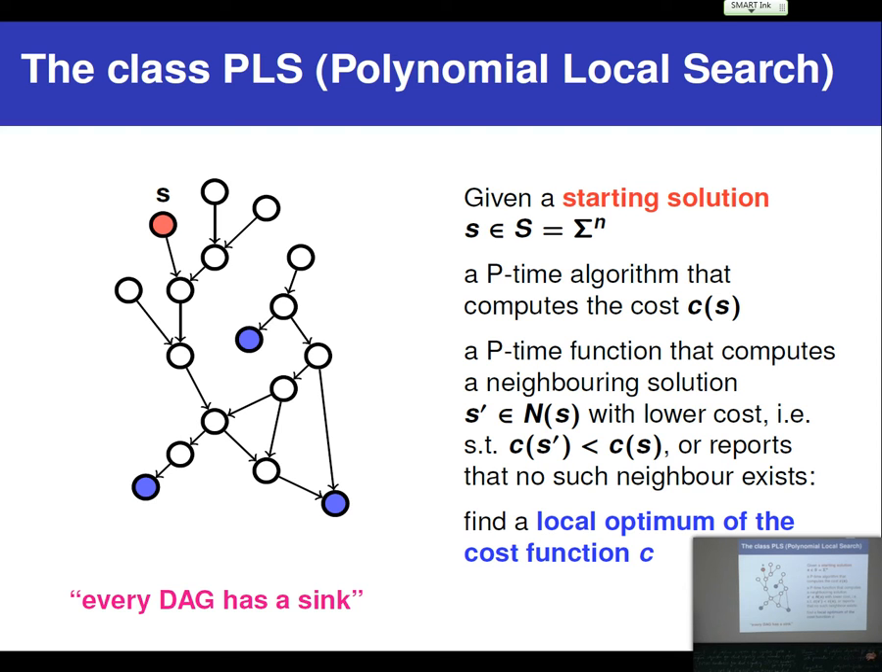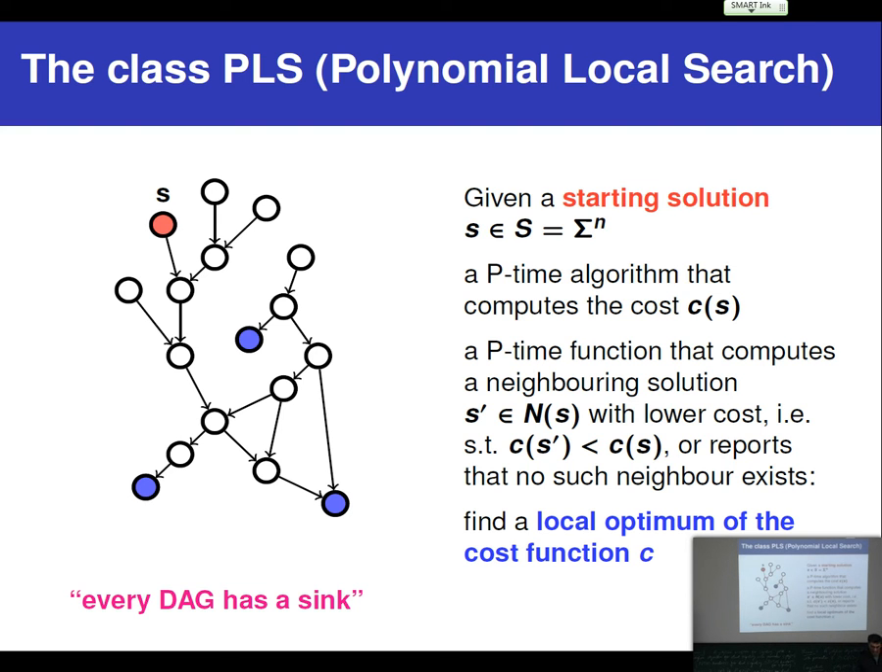And we're given a starting solution. This DAG is exponentially large because the solution space corresponds to all bit streams over a finite alphabet. We're given 3 polynomial time algorithms: one that gives us a starting point, that's the S here, and another that computes a neighbouring solution whose cost is strictly smaller than the current one, or reports that no such thing exists. That's what gives us the DAG structure. And our goal is to find a local optimum of the cost function.